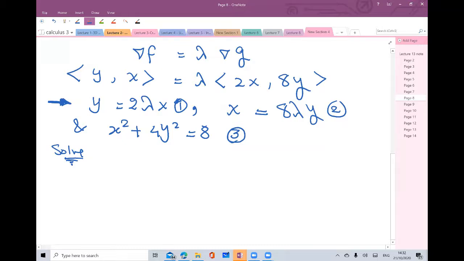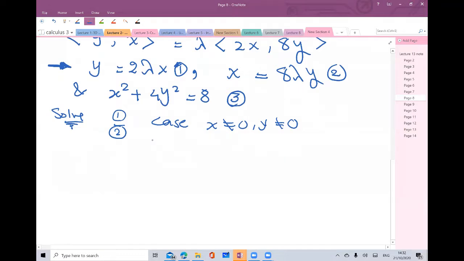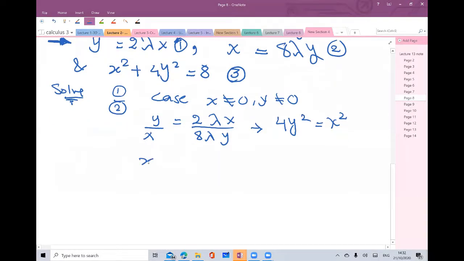So if you divide equation 1 by equation 2, as if here you're taking the case in which you are assuming that neither x nor y is zero, then you're dividing by x and y, right? Yes. So I'll end up with y over x equal to 2 lambda x over 8 lambda y, right? So this gives me 4y squared is equal to x squared, right? Yes. If I have a relation, then x is plus or minus 2y.